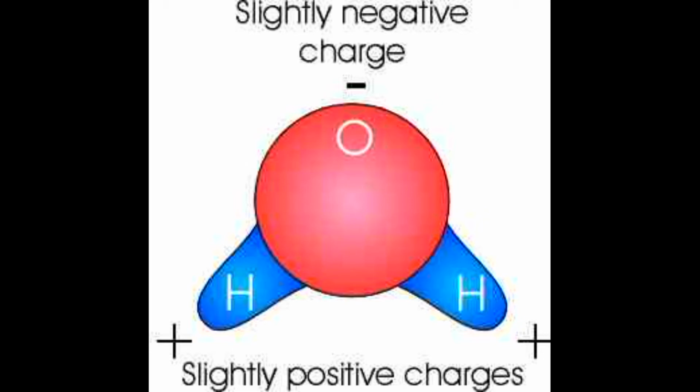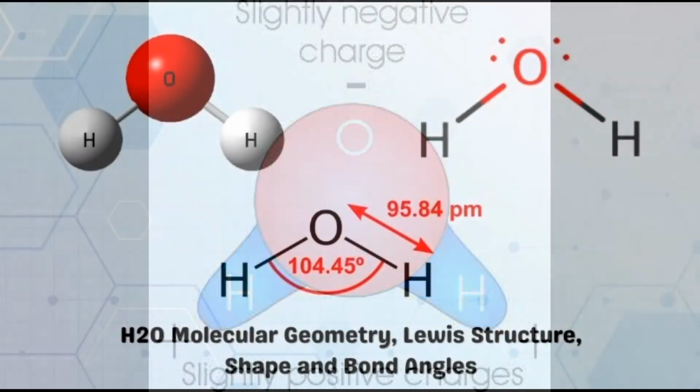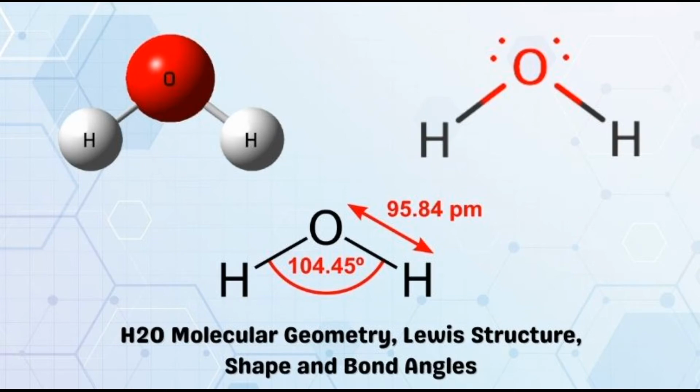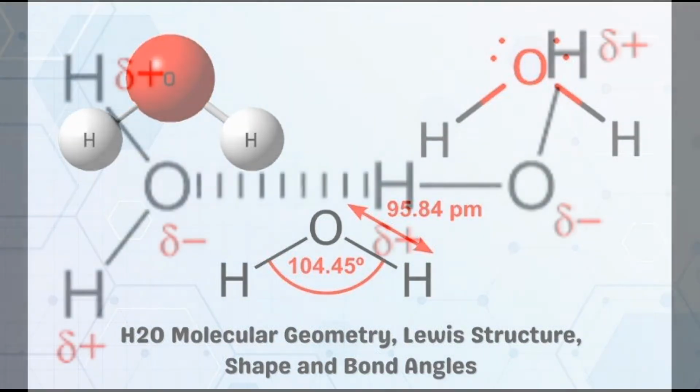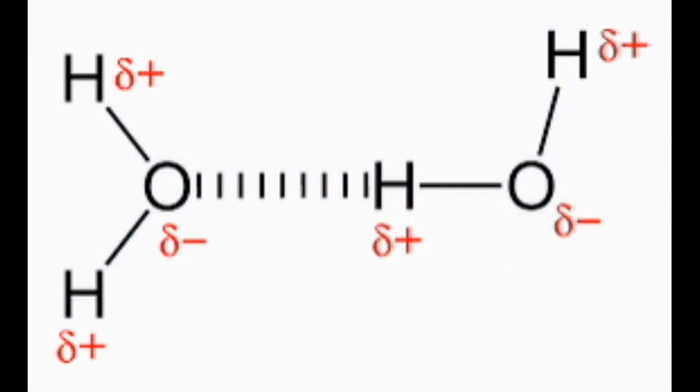This gives the water molecule a bent shape. So one side of a water molecule has the partially positive charge by the hydrogens, and the other side has a partially negative charge by the oxygen. When you have a bunch of water molecules, they bond together through hydrogen bonding, which is a dipole-dipole attraction.